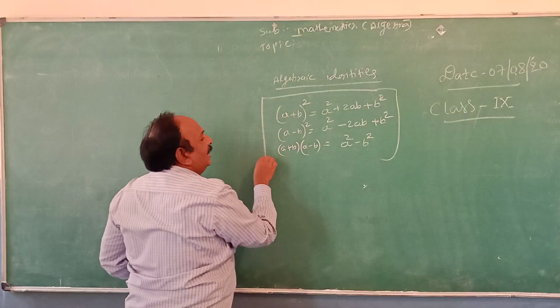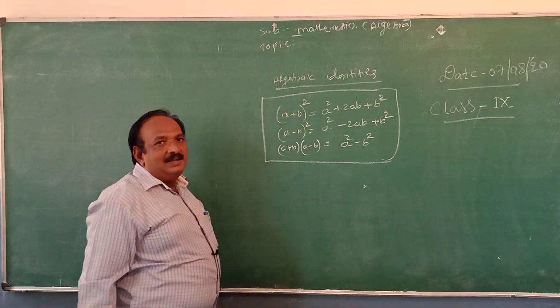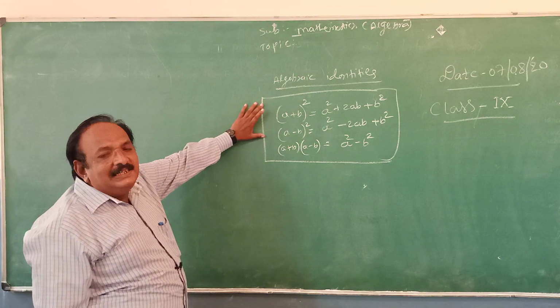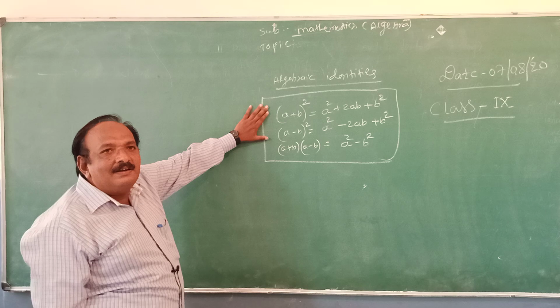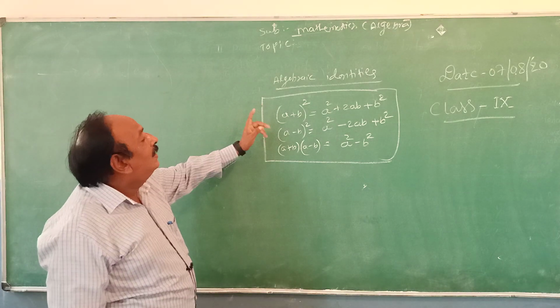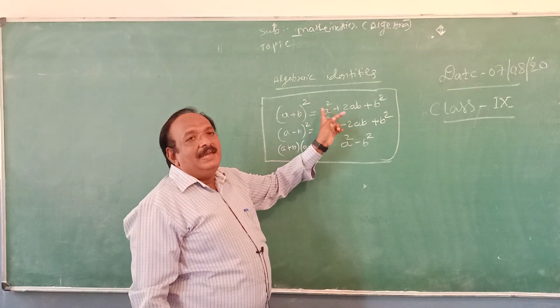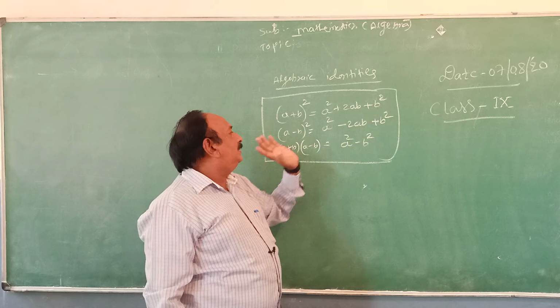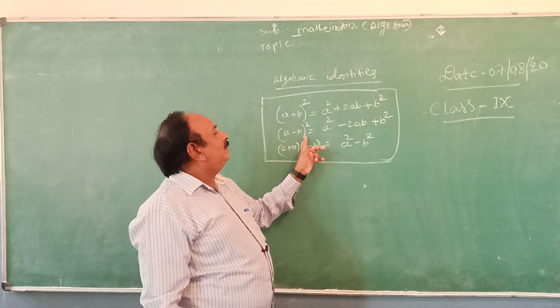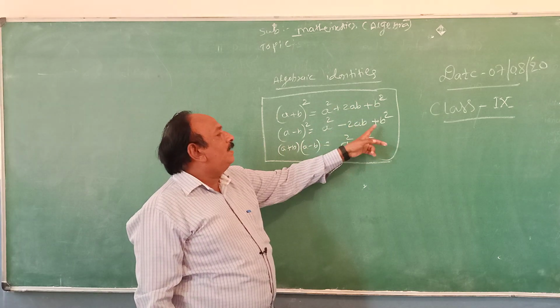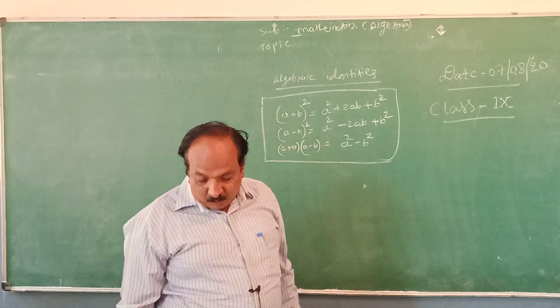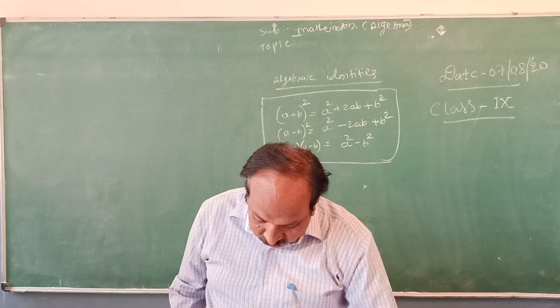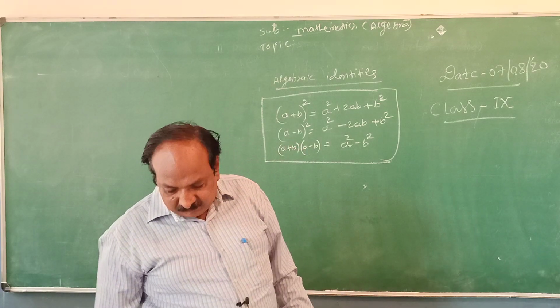These are the three identities, the basic identities. We already learned them in your earlier standard, my dear students. A plus b whole square is a square plus 2ab plus b square, a minus b whole square is a square minus 2ab plus b square, and a plus b into a minus b is equal to a square minus b square.